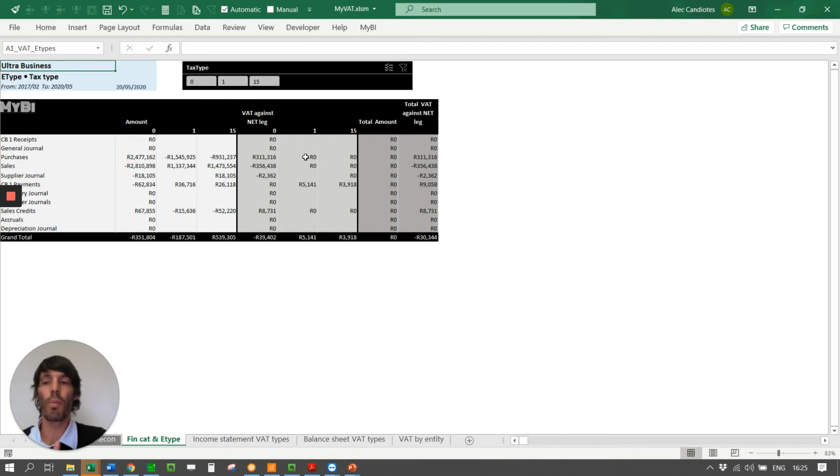So remember, the whole purpose of this app is to take that VAT on the original net leg by transaction micro level, even if you have multiple lines on an invoice, to say, well, that multiple lines on an invoice, we've taken it back to that actual lines to show you, well, these lines you've claimed it on and these lines you haven't, or these lines you've raised it on and these lines you haven't. So that's why it says VAT against net leg, and it gives you that by e-type.